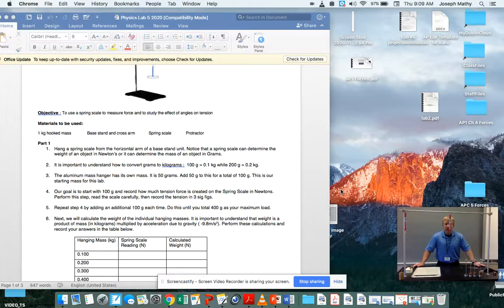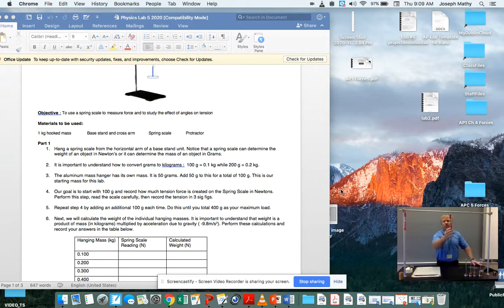Hi, ladies and gentlemen. It's time to do lab number 5, which is simply entitled tension. Now, tension is when we start putting a force on something and molecules start responding in the opposite direction. Notice I'm pulling down? Well, that tension is pulling up.